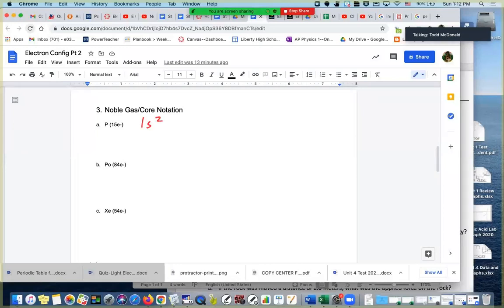You could follow that same process, 1s2, 2s2, 2p6, right? Hey, I'm up to 10. 3s2, and then we go 3p3. That's a total of 15 electrons. Now, looking at what we have here, one thing to point out, we've got 2 electrons in the first energy level, 8 in the second, because the 2 and the 6 added together give me 8. Third energy level, we have 2 plus 3. Hey, that's 5.